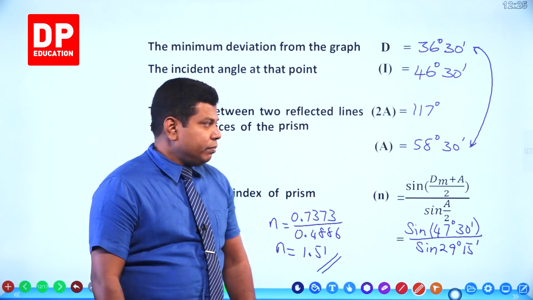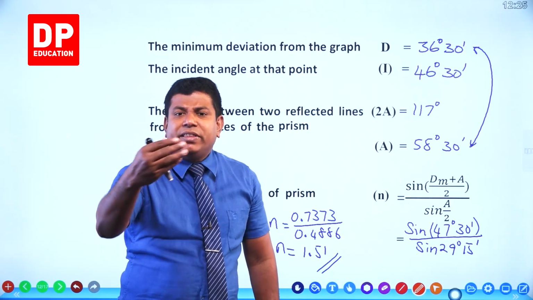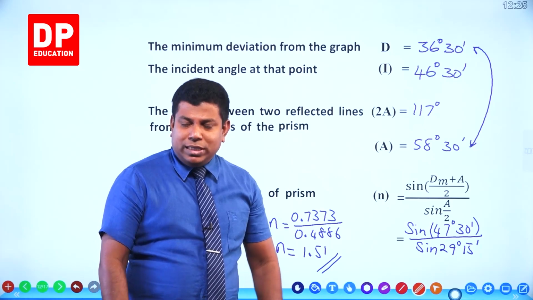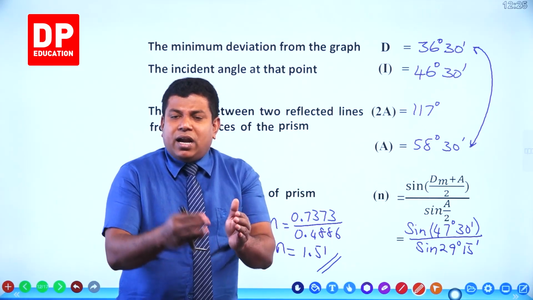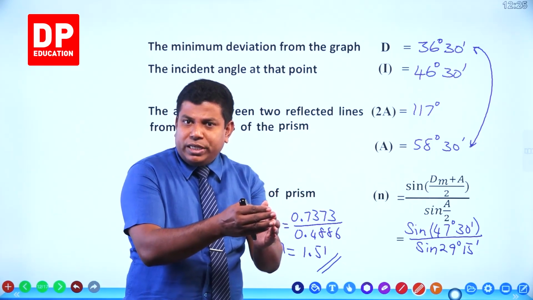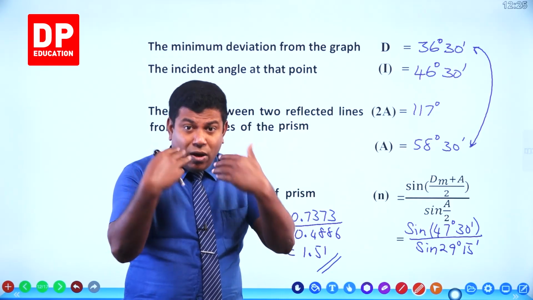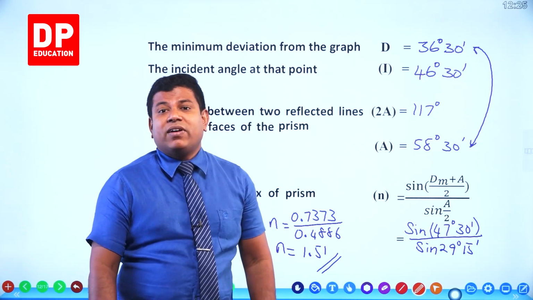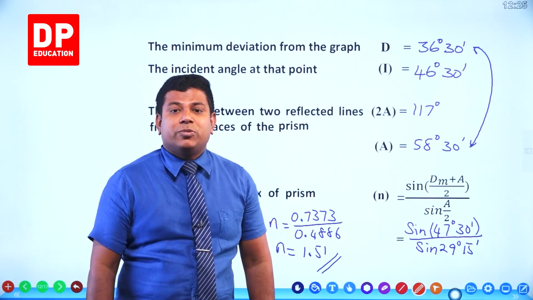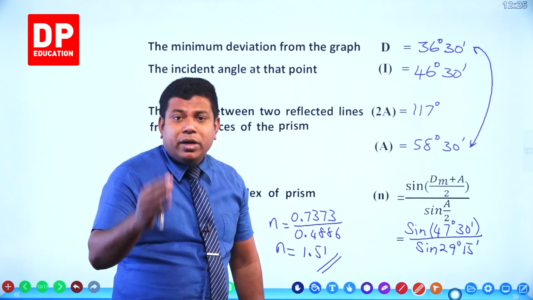Clear? We can actually do this experiment later with a spectrometer also. So this same experiment, same concept, can be done with a spectrometer or without a spectrometer. This one I have done without a spectrometer. Now let's see what kind of questions have come on this experiment in your past paper questions.